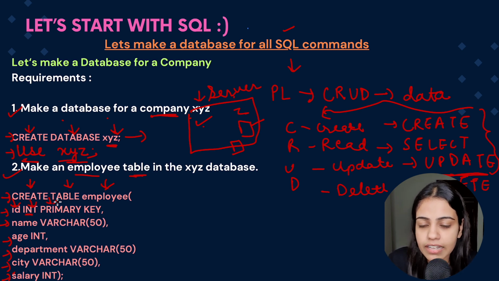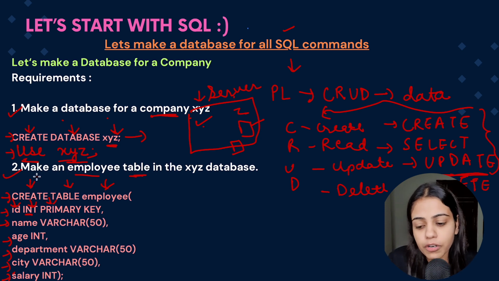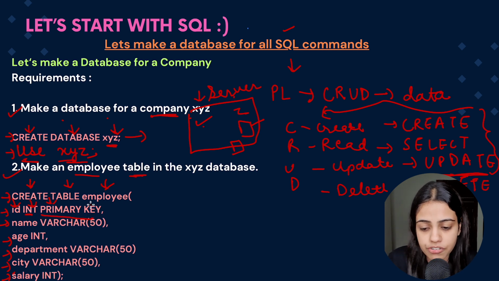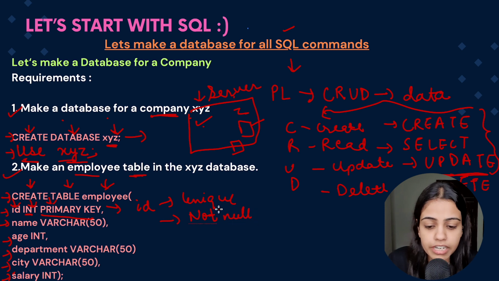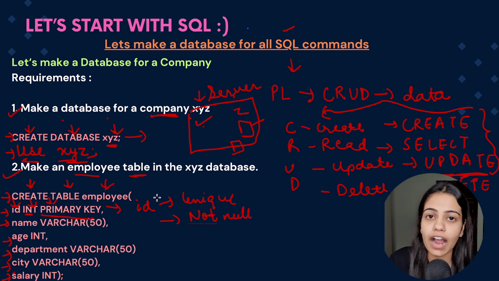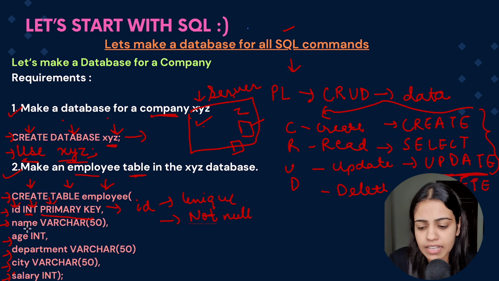And then we give a constraint. What is a constraint? A constraint is basically a set of rules we provide to a particular column. We are providing the constraint primary key, which says that this particular ID field will always have unique as well as not null values. It means that ID can't hold duplicate values, and ID also can't hold null values. And in the same way, we will give column name followed by the data type.